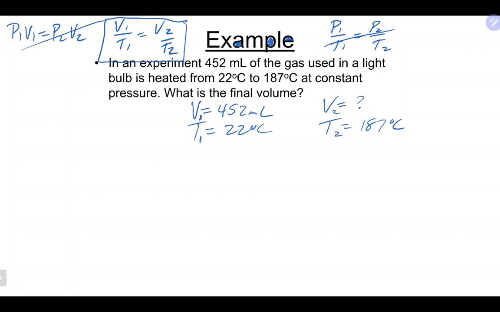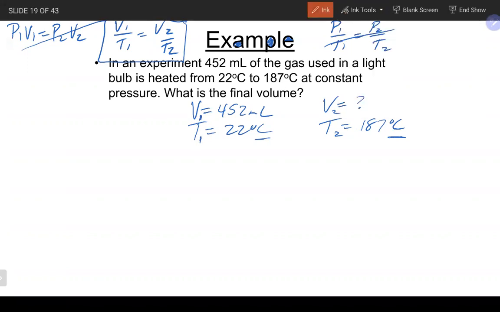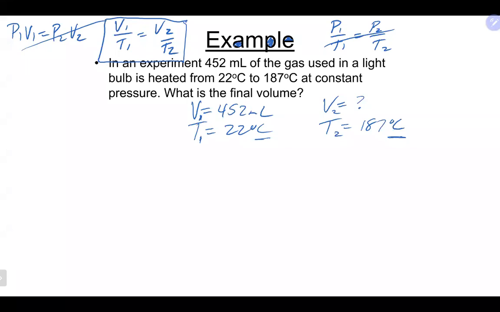Now, I do need to do a couple of things here, and that involves the temperature. Once again, it does need to be in Kelvin. Even if, as I mentioned last time, they give it to you in Celsius and want the answer in Celsius, you still need to put it into Kelvin to go into the gas law. So we're going to add 273 to this, and that will get us 273 plus 22, 295 Kelvin. We'll also add 273 to this one, and that'll give us 187 plus 273, which looks like 460 Kelvin.